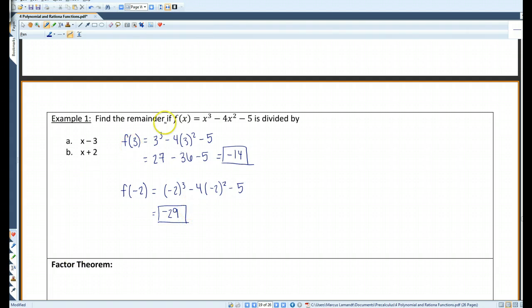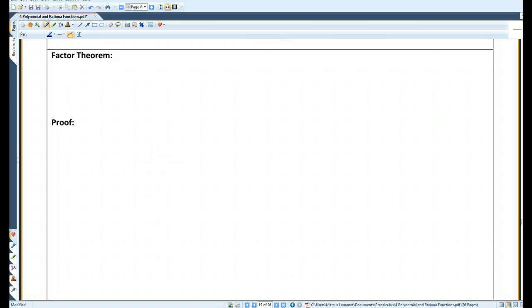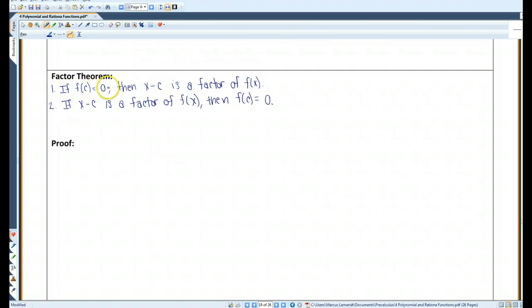Alright, let's take a look at the factor theorem. Okay, I'll write out the theorem. Alright, if f of c equals 0, then x minus c is a factor of f of x. If x minus c is a factor of f of x, then f of c equals 0. So basically, this is something you guys kind of already know. If you have, for example, x squared plus 3x plus 2 equals, we'll call this f of x for now.